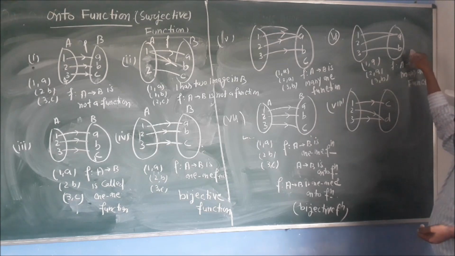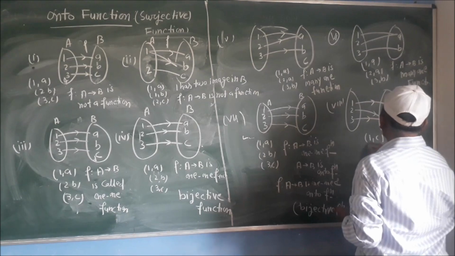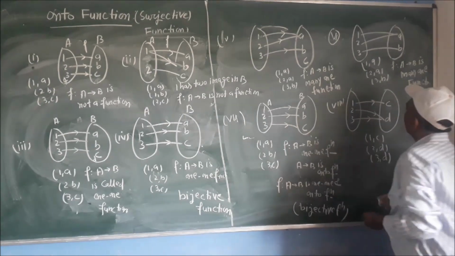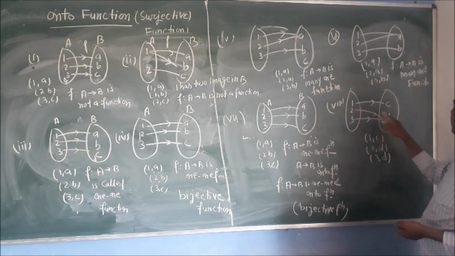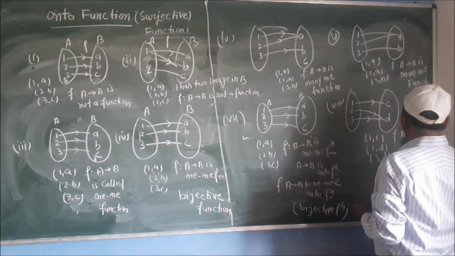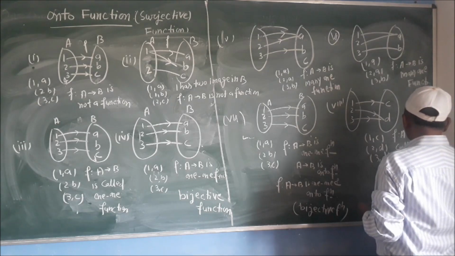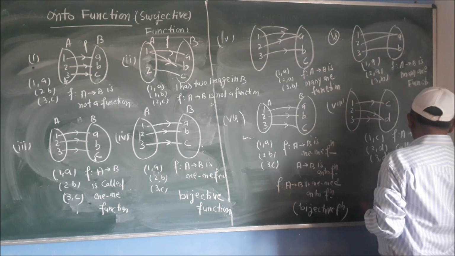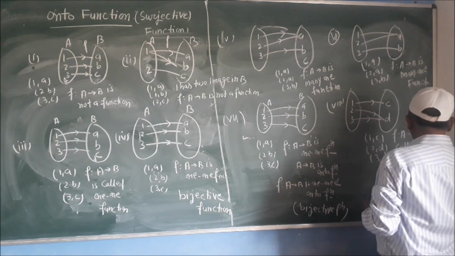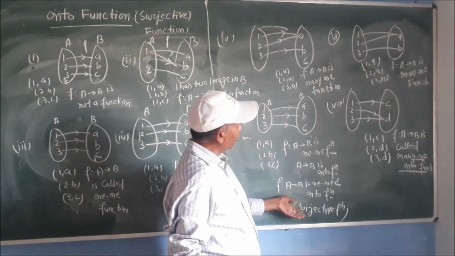After that, see here: 1 is related to C, 2 is related to D, and 3 is related to D. Same like this function, this is also an example where f from A to B is called a many-one onto function. But in our CBSE syllabus, we do not have to read many-one onto function. We have to read only one-one onto function.